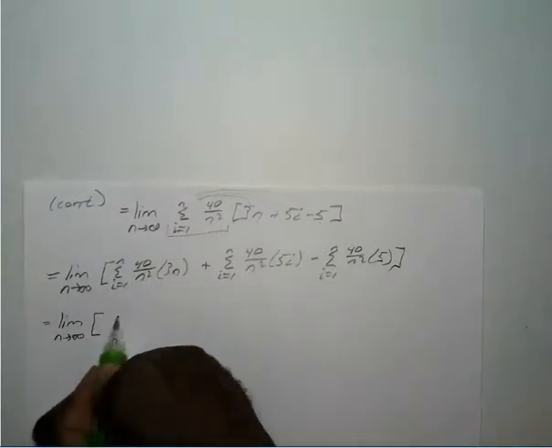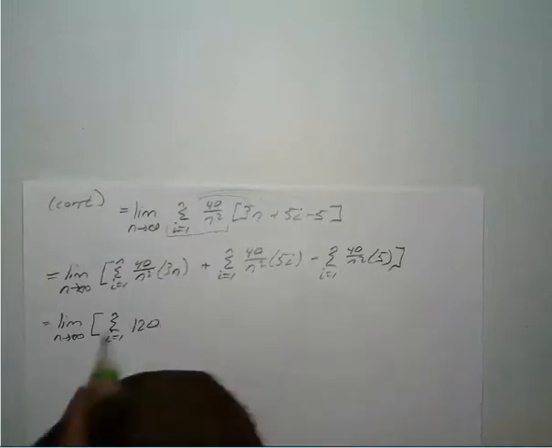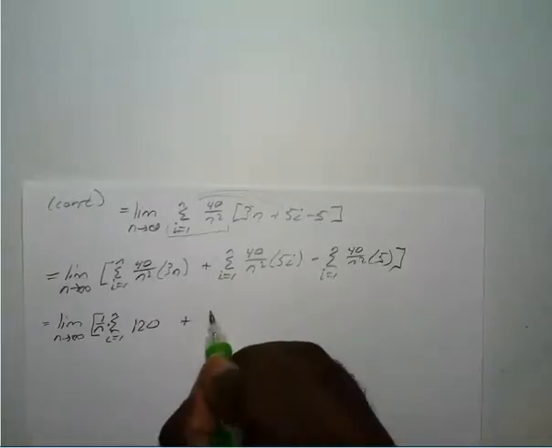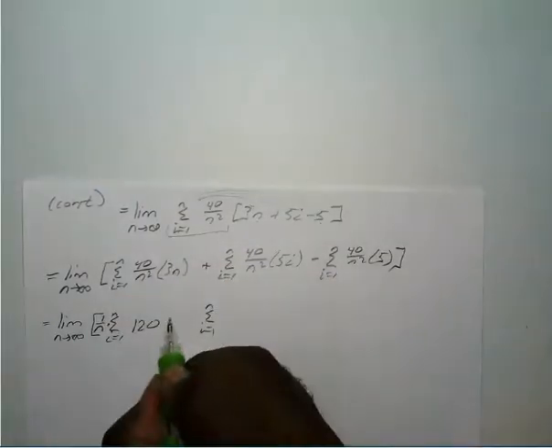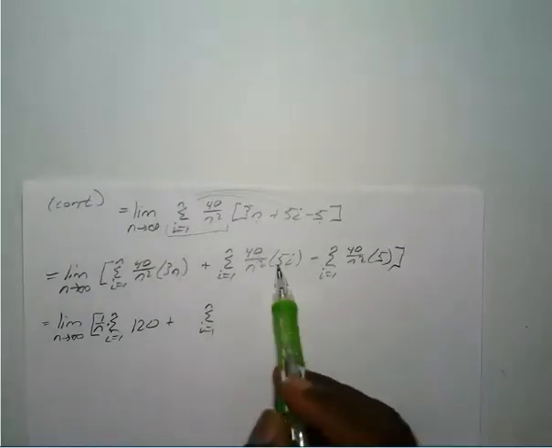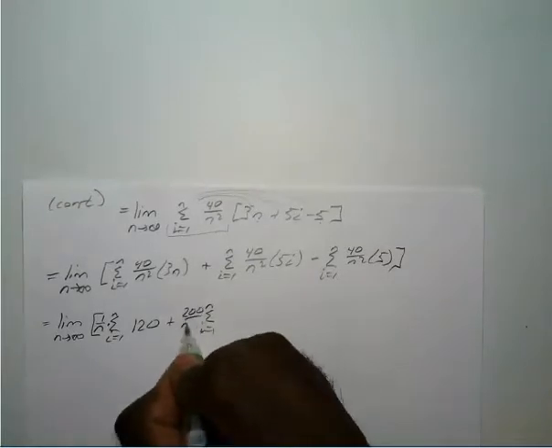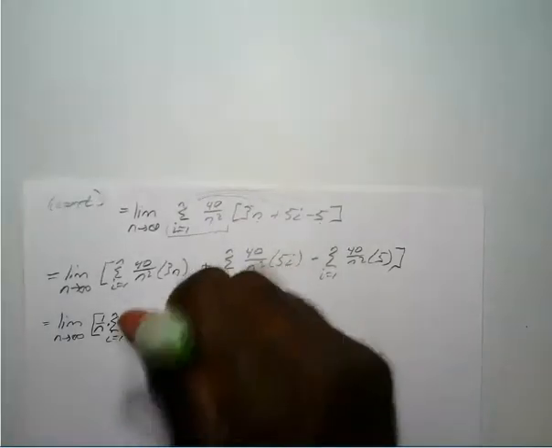So you have the sum from i equals 1 to n, you have 120 over n, but you can bring that 1 over n out to the front. Plus the sum from i equals 1 to n. Let me move that over a little bit. You have 40 times 5, which is 200, so that gives you 200 over n squared. Actually, let me clean that up just a little bit, give it a little more room so it's not all congested.